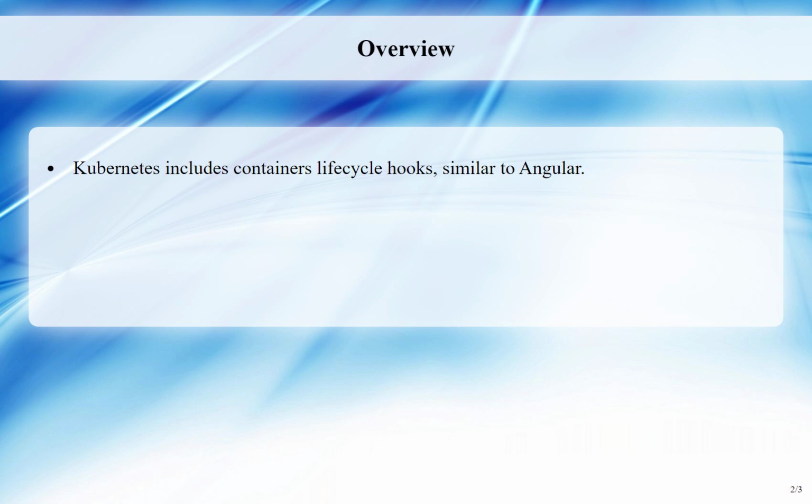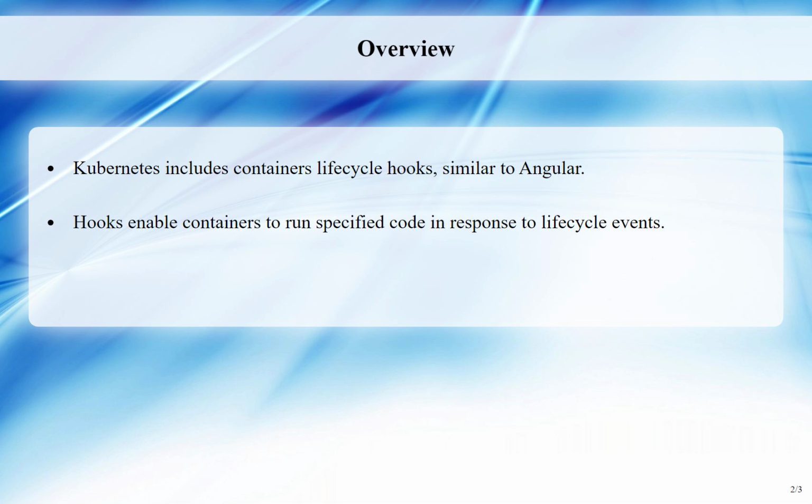Overview. Kubernetes, similar to programming language frameworks like Angular, offers containers lifecycle hooks. These hooks allow containers to respond to events in their lifecycle management by running designated code when a specific hook is triggered. This feature helps containers to be more proactive and responsive in their operations within the Kubernetes environment.